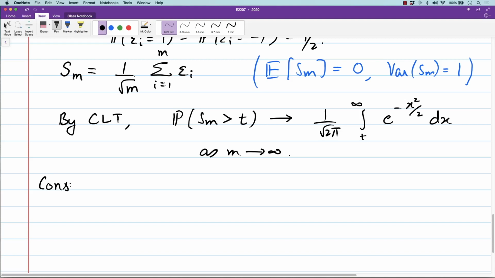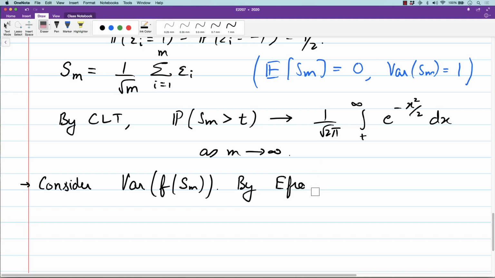So we consider the variance of f of Sm by the Efron-Stein inequality applied once again, but for a very different reason. The previous time we applied it for tensorization. This time we are applying it to break this x into some small parts, by the Efron-Stein inequality.